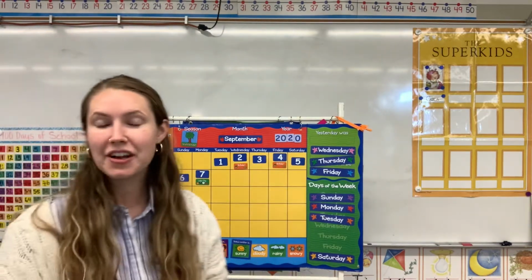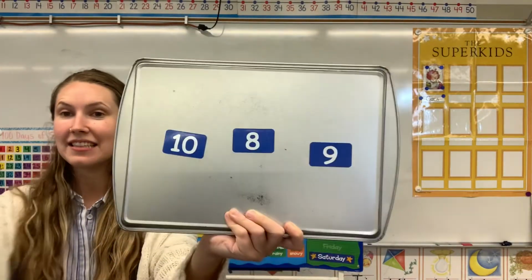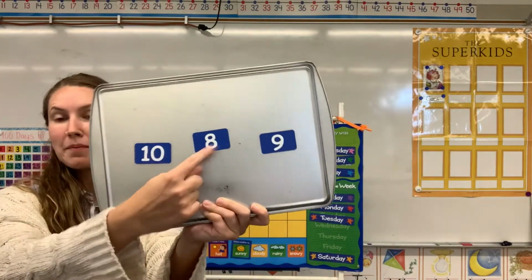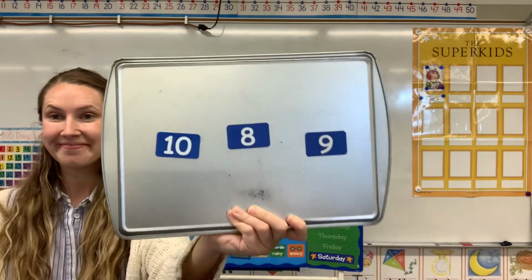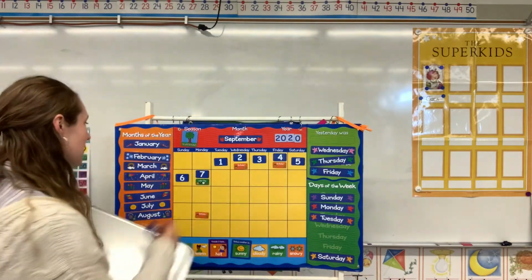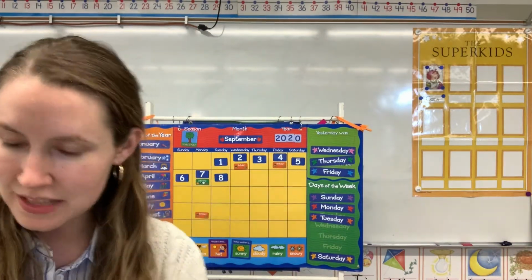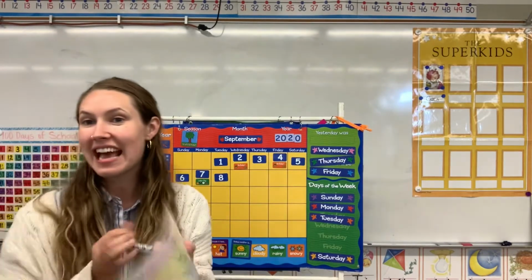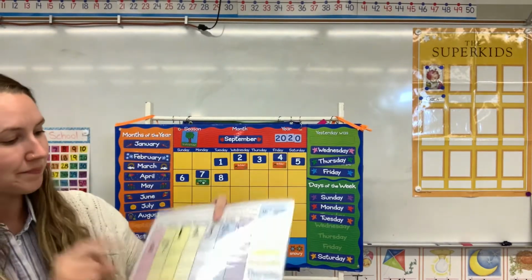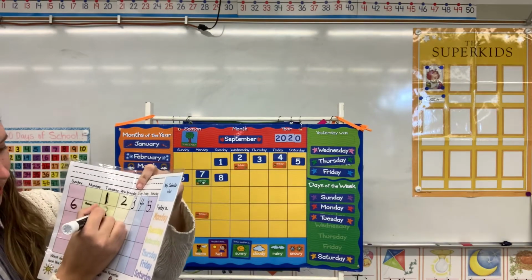So now I need your help. Which one of these things is number 8? Is it the first number, the middle number, or the last number? The middle number, very good, the middle number. So we're going to add an 8 to our calendar. And that means that you can write an 8 for today on your calendar mat. Today is the 8th.